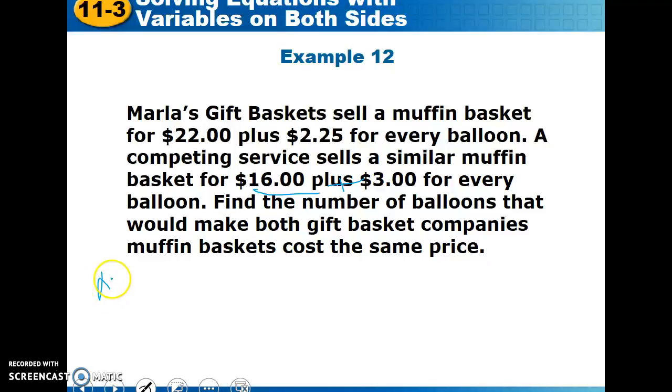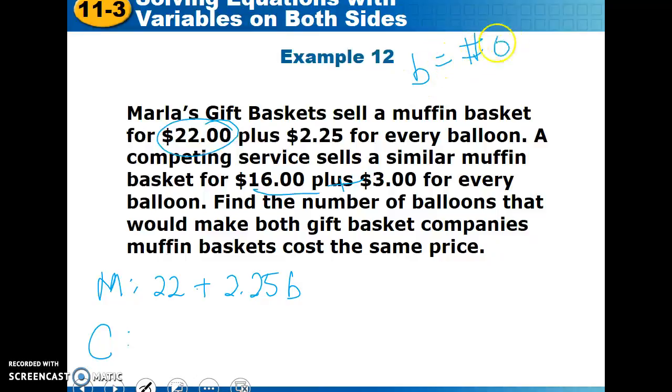So we've got Marla's, and then we've got the competing. So writing an expression for each, at Marla's cost $22, and then additional $2.25 for every balloon. And I'm using B to represent the number of balloons. And then the competing service sells us, it's 16 plus 3 for every balloon.